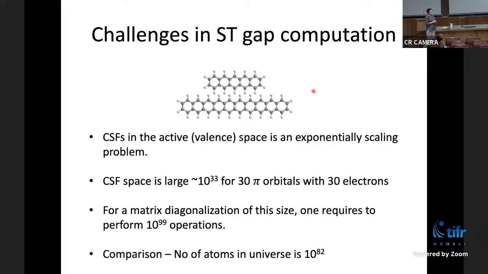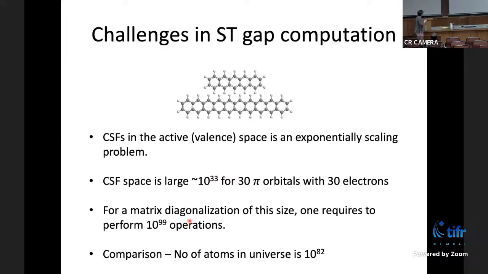Okay, so again, coming back to the challenges of computing this singlet triplet gap. Let's look at the number of configurations, how many ways I can put the electrons, even in the valence space. It is actually an exponentially scaling problem. If your valence space has 30 pi orbitals and 30 electrons, which basically means 30 carbon atoms, not that big, right? Then the total number of configurations would be 10 to the power 33, which seems like a very large number to me.